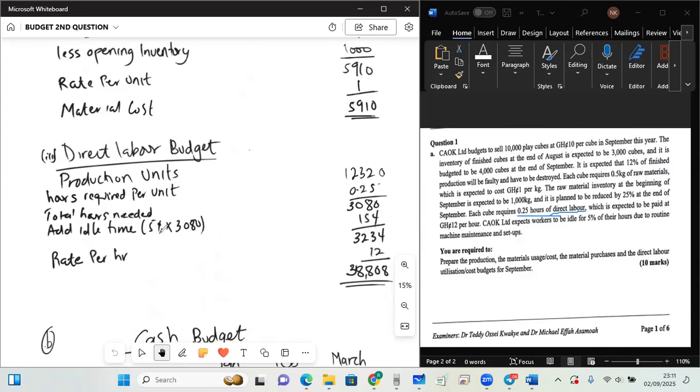Now we factor in that one, which they said is 5%. 5% of the total hours needed is what? 154. We add it, and then the 3,080 will be the actual hours we are going to use for the production of the particular good that we want to produce. But there will be an idle time, so we have to bring it in when we are preparing our budget. Bringing it in will make our total hours 3,234. Now, the rate per hour is 12, and when we multiply, we are going to get 38,808, as we are seeing here.